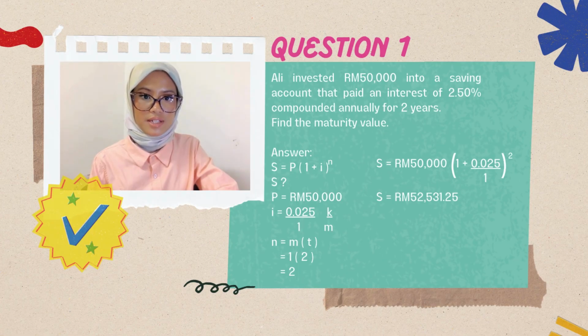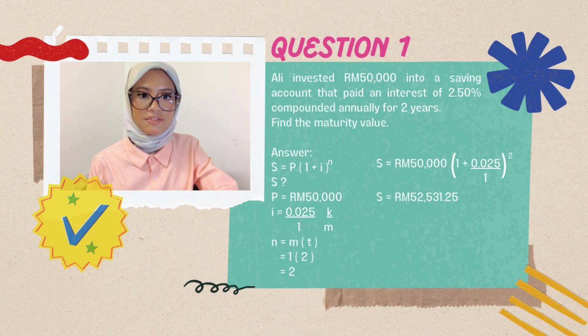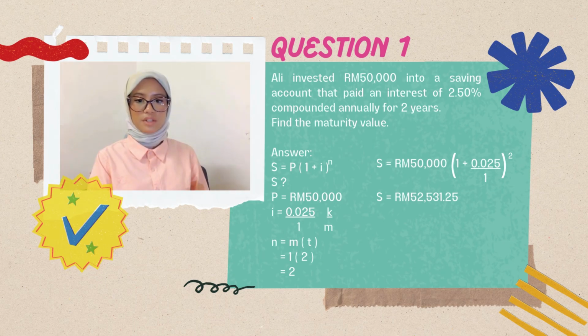Now, look at our example question. Ali invested RM50,000 into a saving account that paid an interest of 2.50% compounded annually for 2 years. Find the maturity value. So how to find the maturity value? To find maturity value, we need to use S equal to P(1 plus i)^n. And how to find n? n equal to m times t. So here, m is 1 and t is 1 times 2, which is 2.